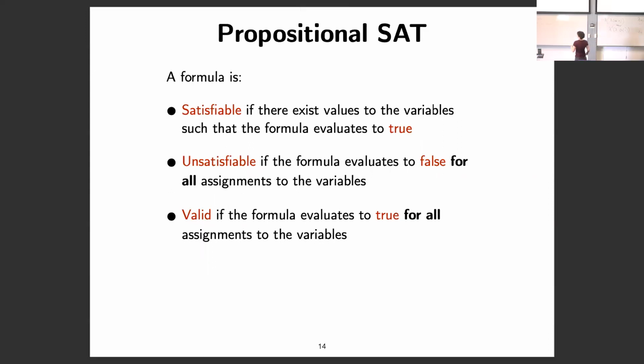Okay, some definitions. When I say that a formula is satisfiable, I mean you can give me an assignment to the variables such that the formula evaluates to true. When I say that the formula is unsatisfiable, I mean that it evaluates to false for all possible assignments to the variables. And when I say that the formula is valid, it means it evaluates to true for all assignments to the variables. We don't very often use valid, because it's often easier just to check that it's not unsatisfiable. But valid, you will sometimes hear.